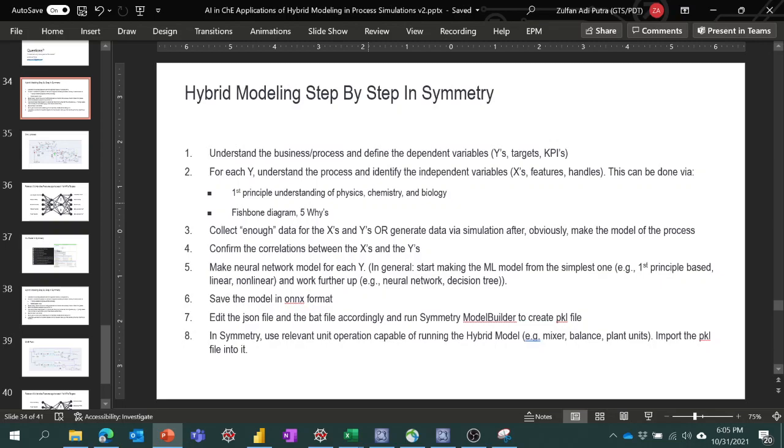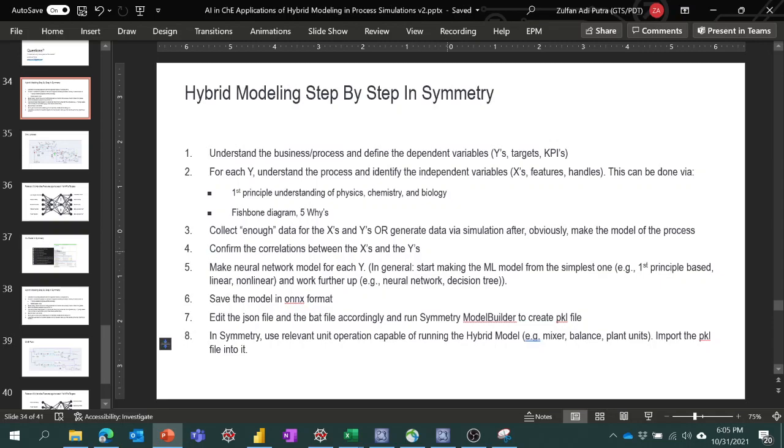And then once we get data, we need to also confirm, even though we think it is, it may not be the way that we think it is. So we need to confirm by using statistical analysis for the correlations between the X and the Y's. And then once we confirm the data, we do a little bit of cleaning if necessary, and then we make the neural network model for each of the Y.